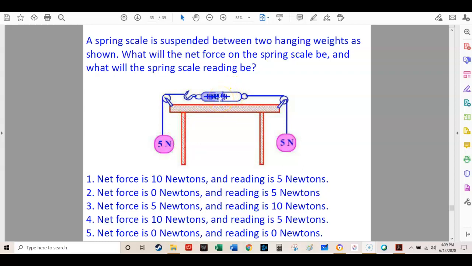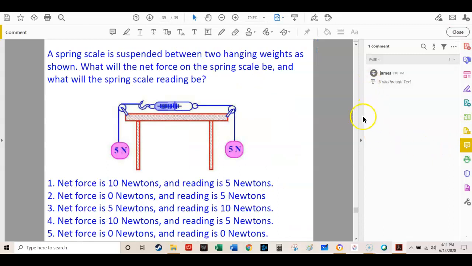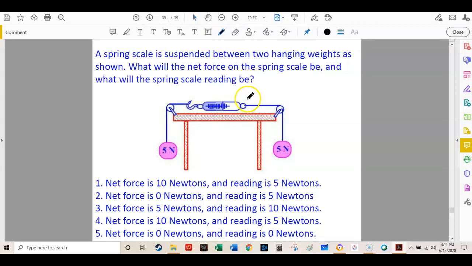This is a really good application of Newton's third law. What do you think is going to happen? Please read these choices and try answering the question. Well, if you think about it, you have this rope right here with a weight pulling down. This weight is going to be pulling down 5 newtons, which is going to then pull this rope down 5 newtons, which means it's going to pull this rope to the right 5 newtons.